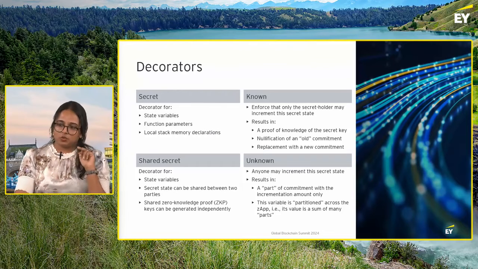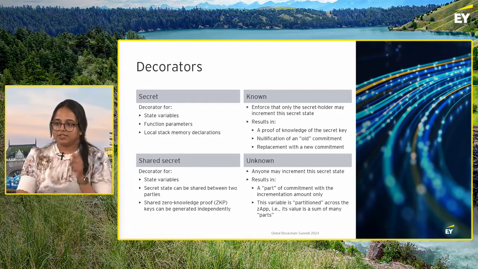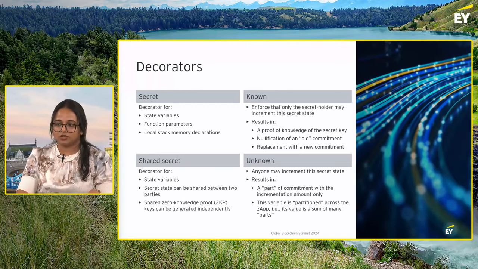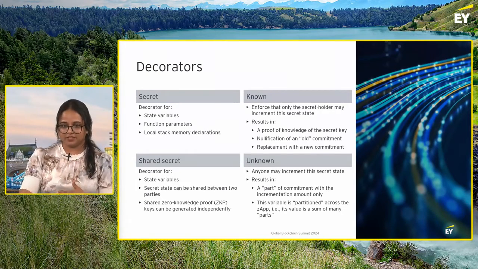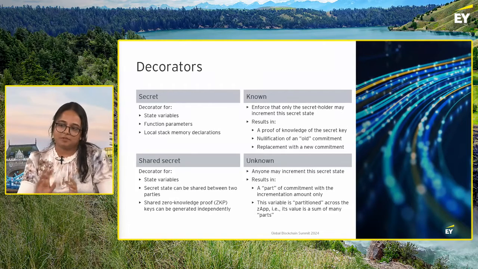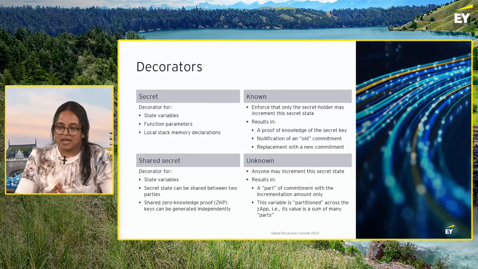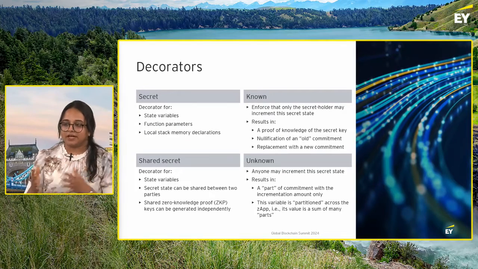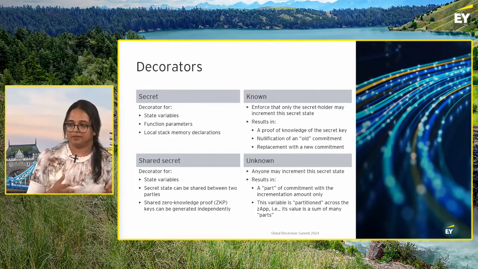So these are the two main decorators to determine which states you want private in your smart contract, and if you have any shared secrets, you mark those states as shared. The next two decorators, known and unknown, are quite interesting as well as quite important for Starlight to understand how to store its commitment, whether in a partition manner or in a whole manner.